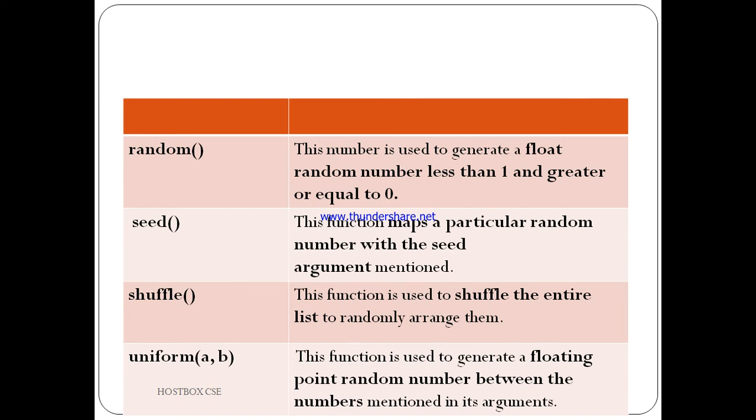And seed is a function that maps a particular random number to the seed argument mentioned. That means we can insert a new element in the random concept, generate the random numbers, and check them. Shuffle is a function used to shuffle an entire list to arrange it randomly. For example, if you have a list 1 2 3 4, it may shuffle and give 4 2 1 3, like that. And uniform of a comma b is a function used to generate a floating point random number between the numbers mentioned in its arguments.